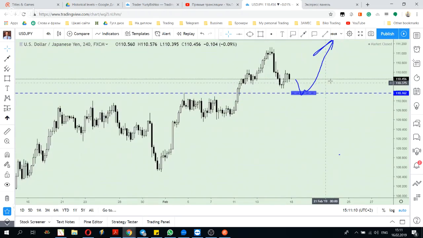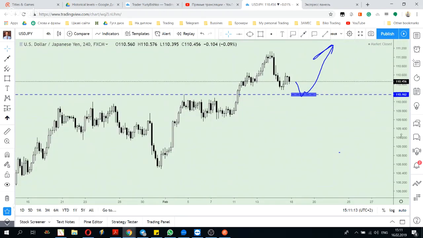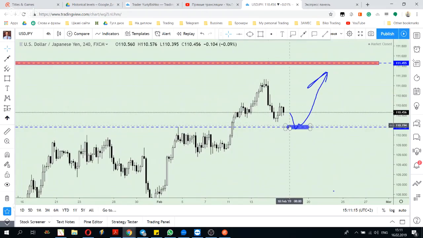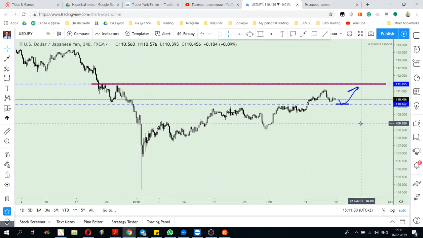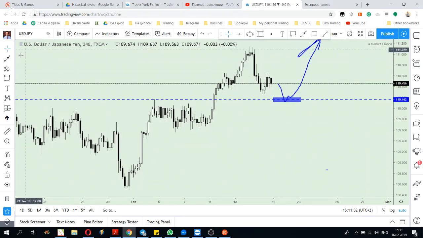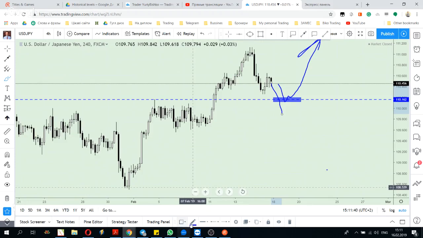About entries, a really proper entry would be near this level, and near this level with low stop loss. For example, stop loss 20 pips and goal before this level. From this level, really, there could be a pullback. Also, a second scenario: if the price breaks down this level and the daily candle closes under, only in that case you will be able to open sell after such a pullback.